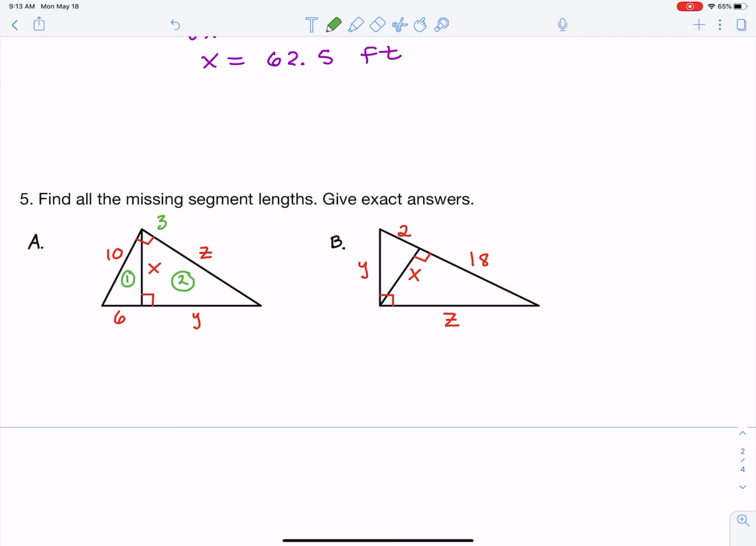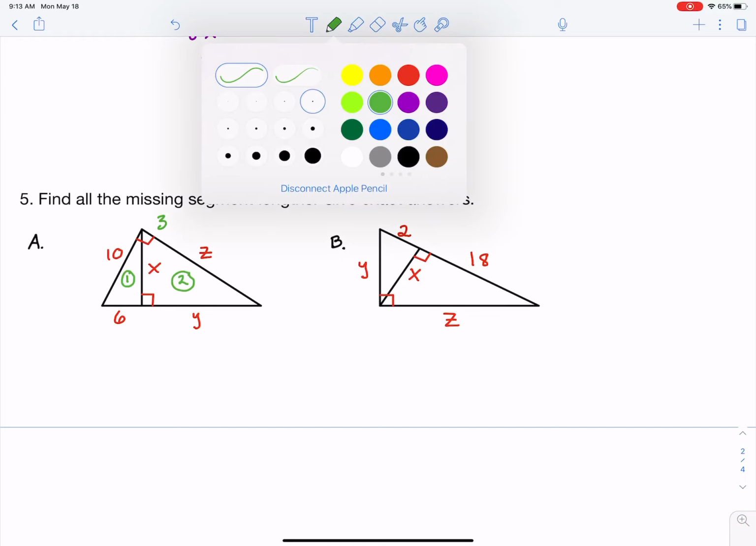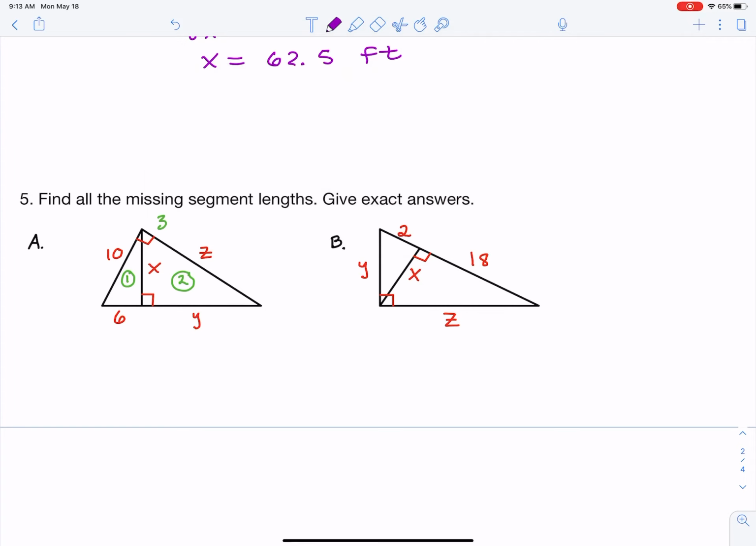Again, green or not, these are just labeling purposes. So these 3 triangles are similar to each other, and we could prove it pretty easily. You've seen in the lesson that they are similar, but we know they are similar. Let's just start from there.